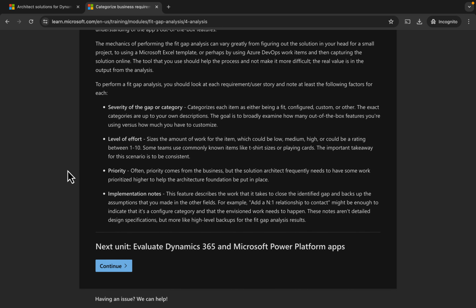The mechanics of performing the fit gap analysis can vary greatly, from figuring out the solution in your head for a small project, to using a Microsoft Excel template, or perhaps using Azure DevOps work items and capturing the solution online. The tool that you use should help the process and not make it more difficult. The real value is in the output from the analysis.